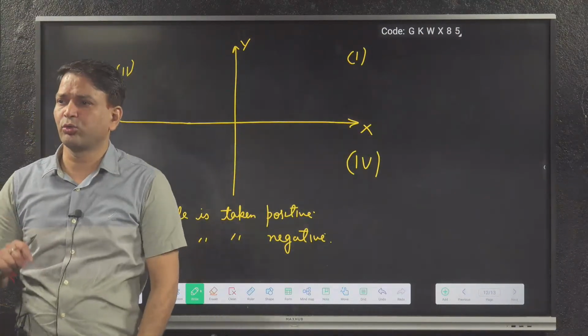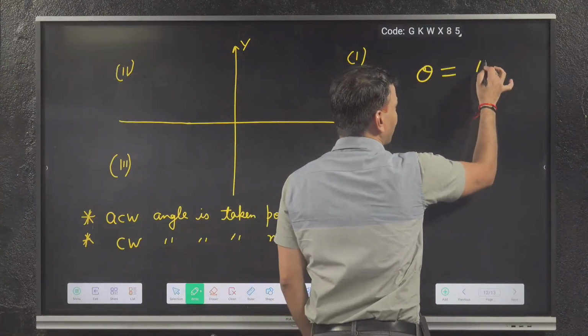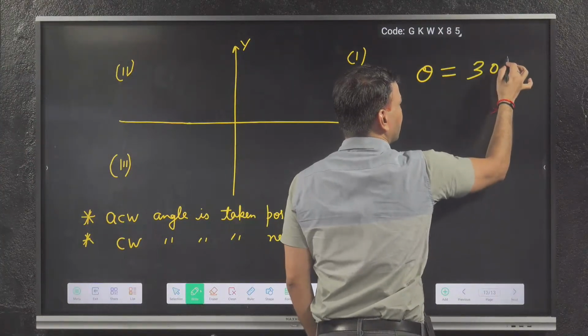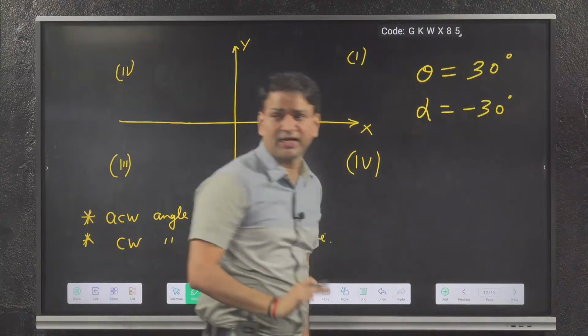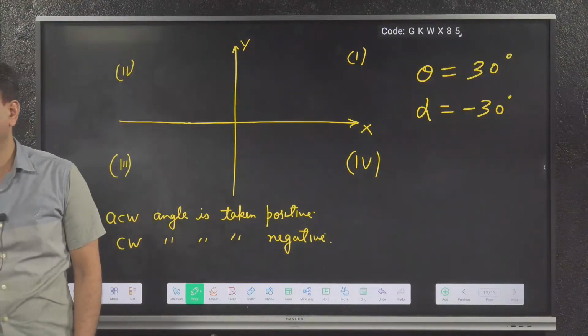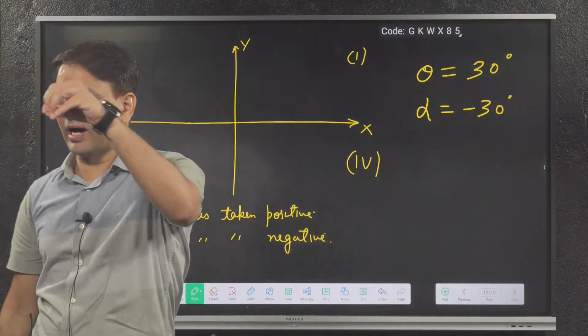Now suppose I give two angles, and you have to represent them. Suppose theta is equal to 30 degrees, first I will write in degrees since you are more comfortable in that, and alpha is equal to minus 30 degrees. These two angles I have to represent. Theta is 30 degrees, written positive, and alpha is minus 30 degrees, written negative.